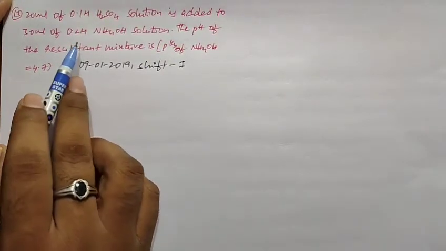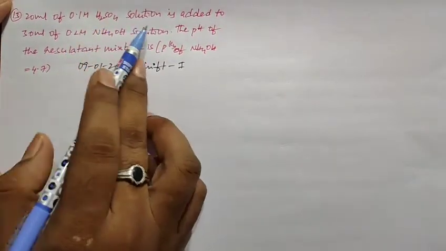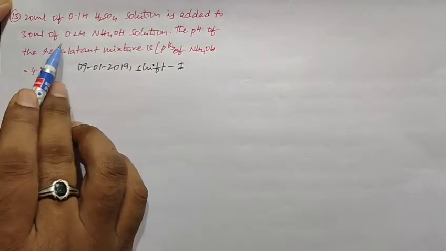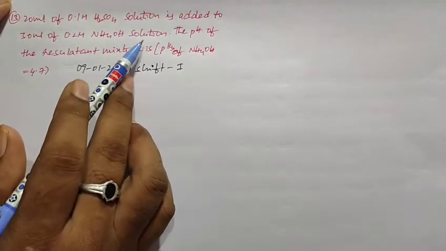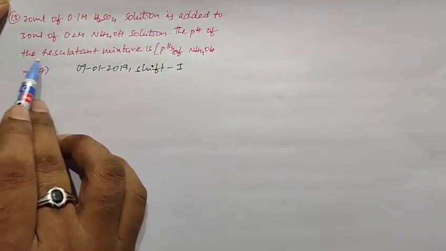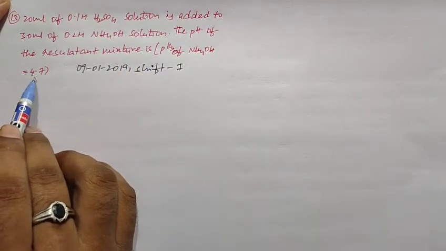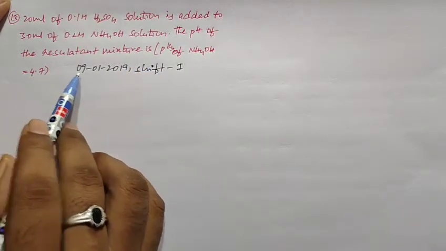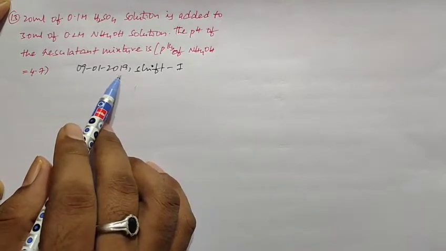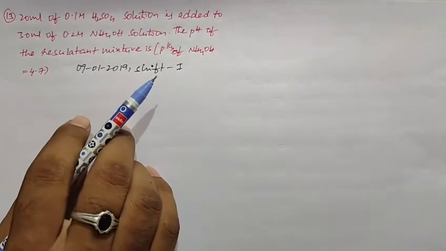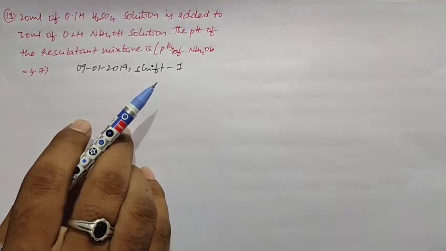20 ml of 0.1 molar H2SO4 solution is added to 30 ml of 0.2 molar ammonium hydroxide solution. Then the pH of the resulting mixture is, here pKb of ammonium hydroxide is given as 4.7. This problem was given in the 9th January 2019 shift 1 paper. So it's a buffer solution.